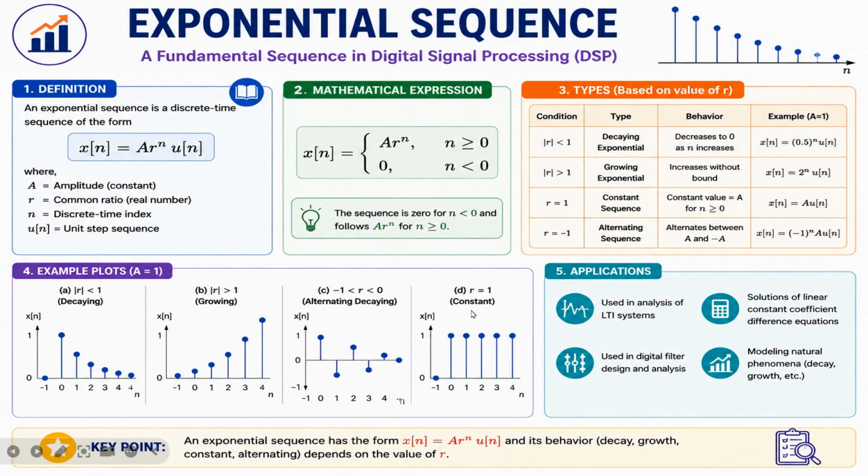Next, for r is equal to 1, we get a constant. Here we are getting a constant value a. What is a? Here we have considered a as 1. Therefore, we are getting the amplitude as 1.